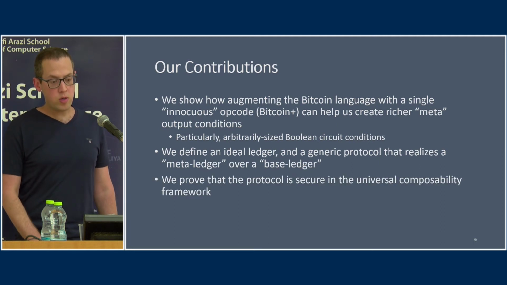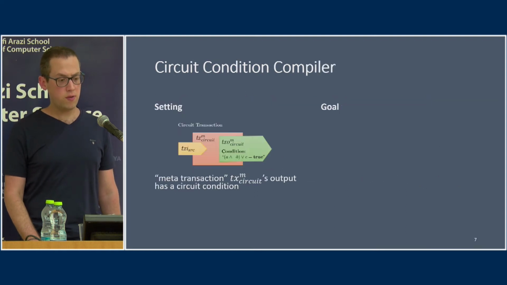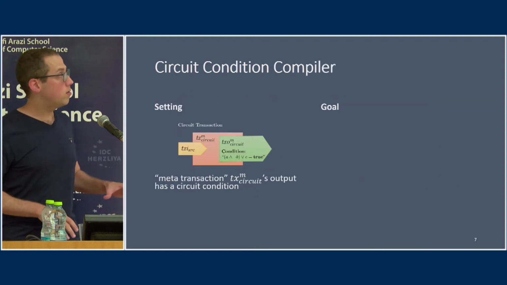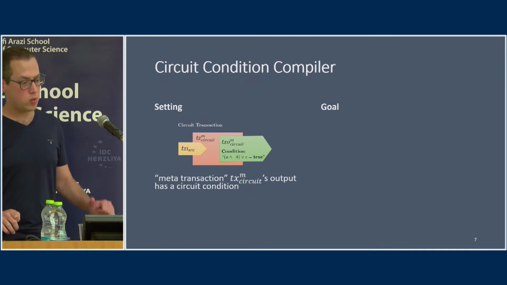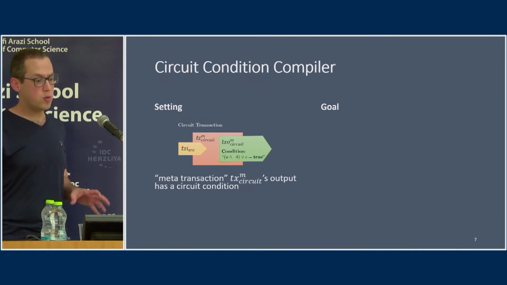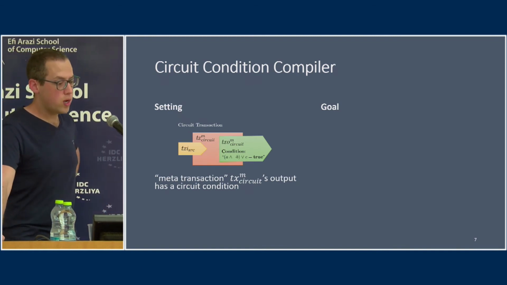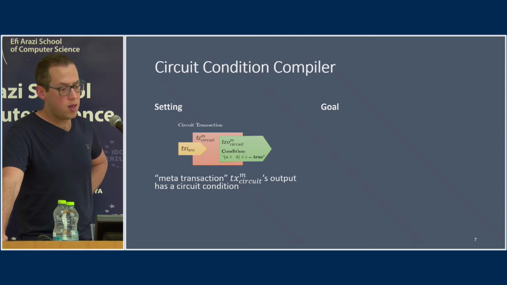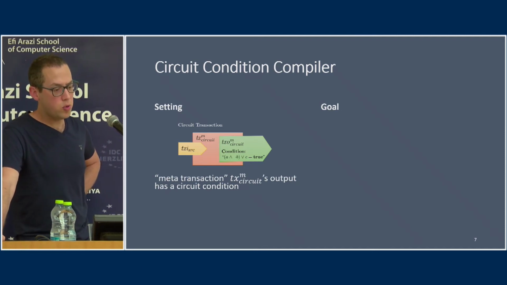And we prove that this protocol is secure in the universal composability framework. And this is our setting, and this is what we focus on now. We have a transaction, and this transaction has one input and one output. The input is simple, but the output contains a condition. The condition is A and not B or C. And this is a circuit, a toy example, but still a circuit.